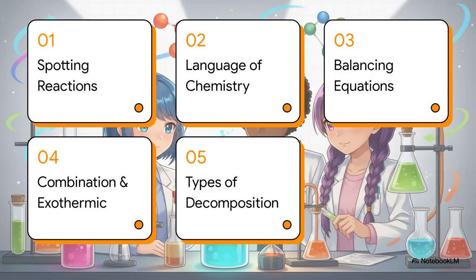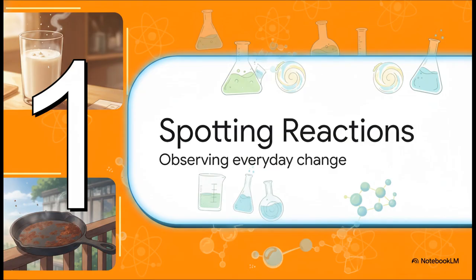Here is our agenda for today. 1. Spotting reactions. 2. The language of chemistry. 3. Balancing chemical equations. 4. Combination and exothermic reactions. And 5. Types of decomposition. Let's get right into Section 1, Spotting Reactions, Observing the Changes Around Us.